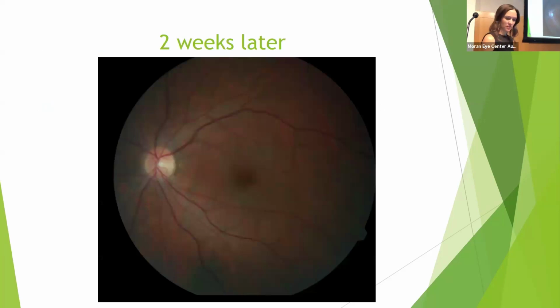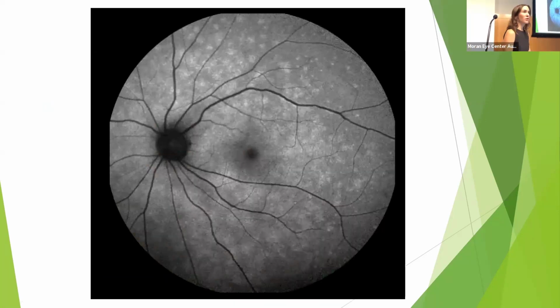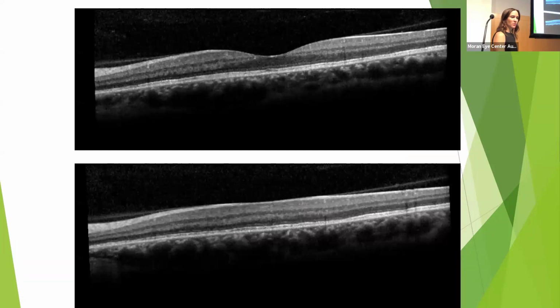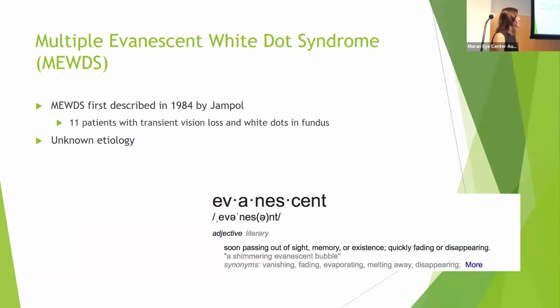And 2 weeks later, the autofluorescence does have a more dramatic appearance at this point, with more hyperautofluorescence extending into the macula. The ellipsoid zone is starting to normalize, but not completely normal. And so this is MEWDS, evanescent, meaning soon passing out of sight, memory, or existence.